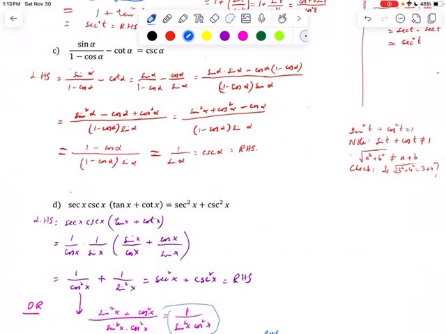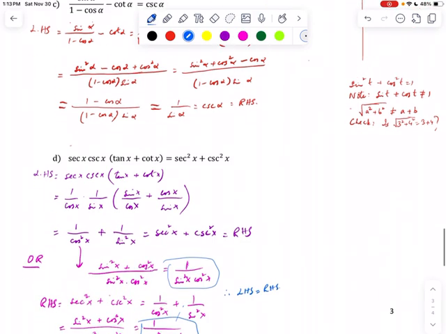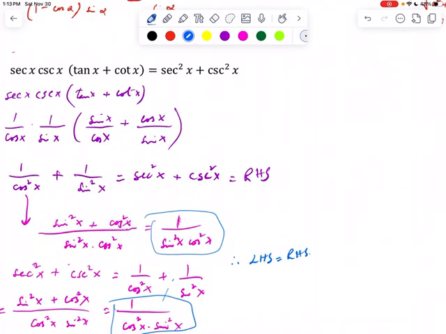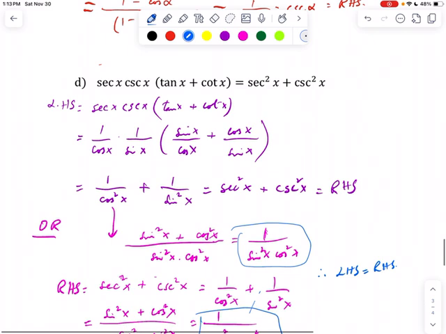Coming back to section 7.1, so I asked you to try doing part D, verifying identities. So here are a couple of ways. There are again several ways you can do this type of problem, but let us see some simpler or quicker methods to verify the identity.